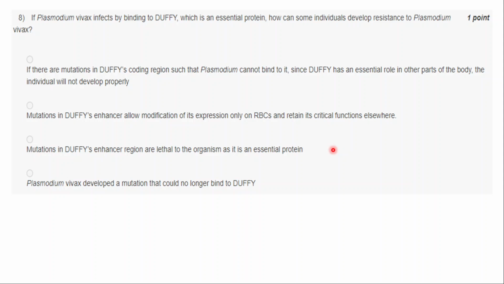If Plasmodium vivax infects by binding to Duffy, which is an essential protein, how can some individuals develop resistance to Plasmodium vivax? I'll wait for a minute and then I'll reveal the correct answer.